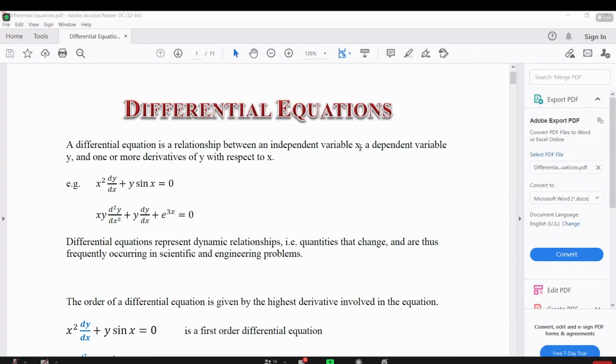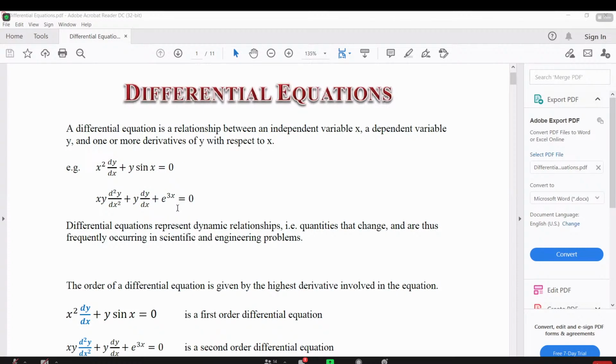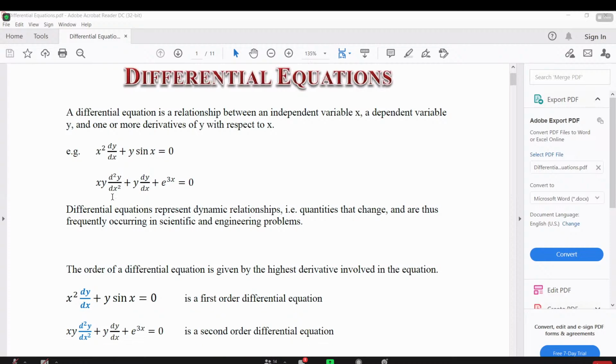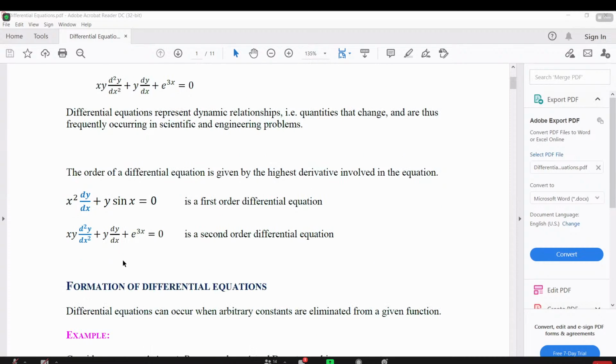Now, those two we are accustomed to, and we call them algebraic equations: y is equal to x, or x squared, or x cubed, and so on. But a differential equation involves dy/dx, or d2y/dx squared, or even d3y/dx cubed, and so on. This particular derivative will determine the order of the equation. So in this first example we only have dy/dx, so it's first order. In the second one, we have d2y/dx squared and dy/dx, but it is the highest one that matters.